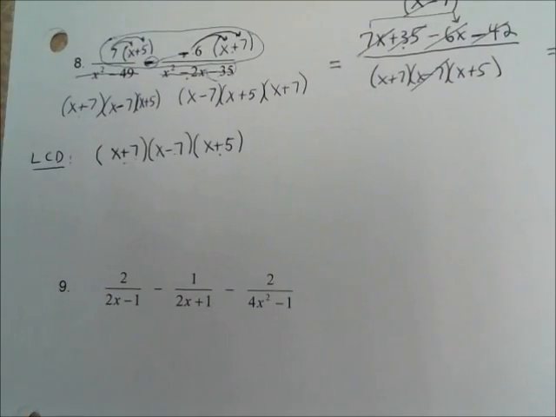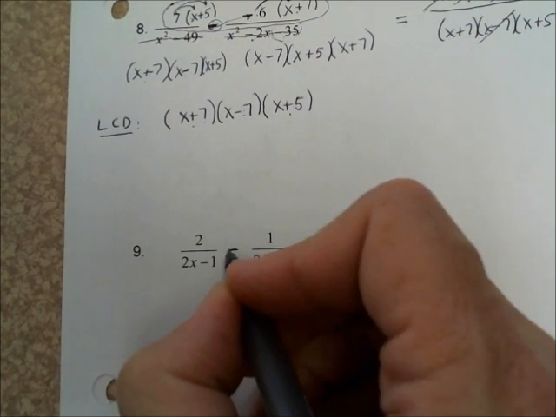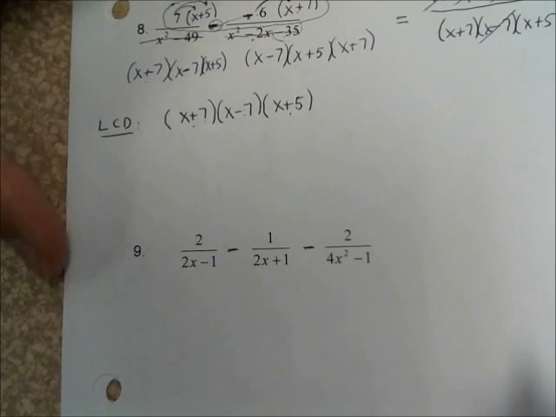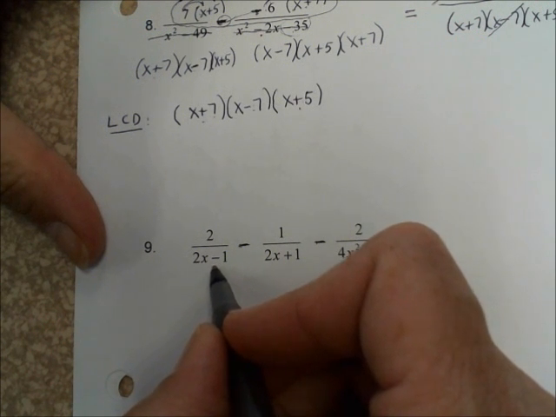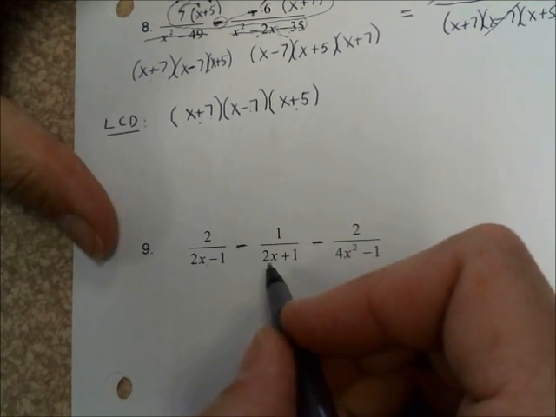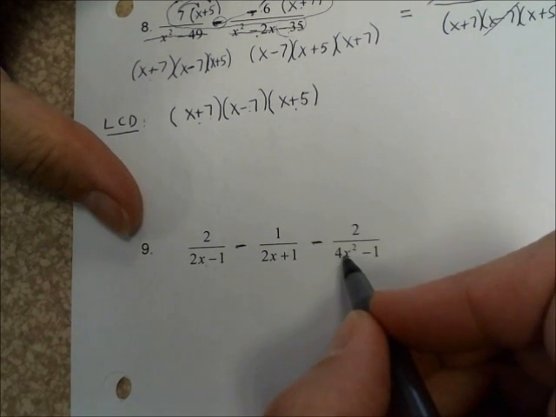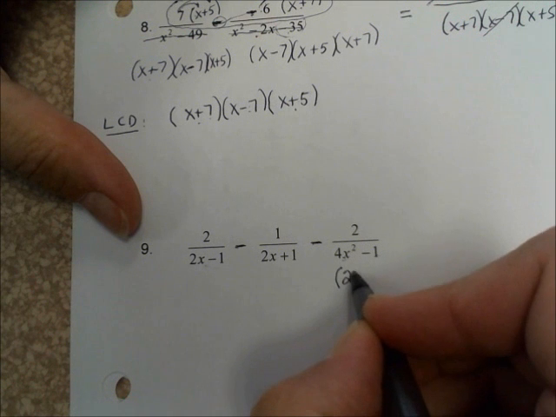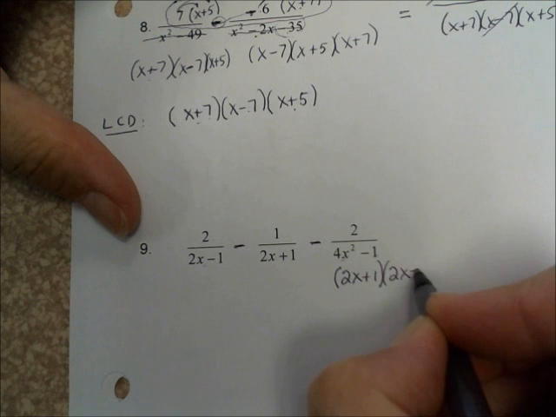On to the last question. This last question has 2 subtractions in it. My goodness, everything is subtraction in this one. Probably because it's the trickiest. So 2x minus 1, not factorable. There's no GCF. It's not any kind of thing that we can factor, and neither is 2x plus 1. But this is the difference of 2 perfect squares. 4x squared minus 1 will factor into 2x plus 1 times 2x minus 1.